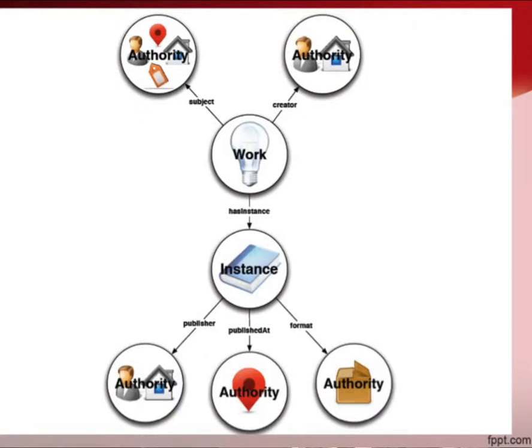Work, instance. Then in the instance, you have publisher, publication place, and format, and these are all in an authority file, a so-called authority file. And the creator, the author, is also from authority, and subject from authority. So this is very much like a further relationship, similar. And then we add annotation from the local level.